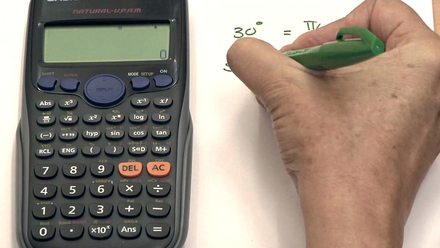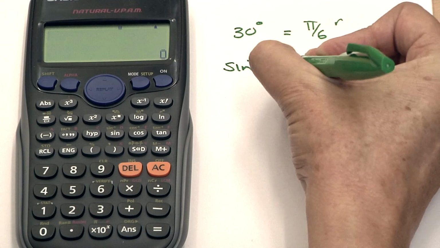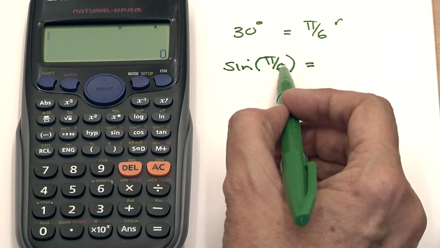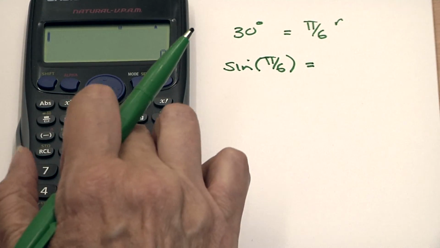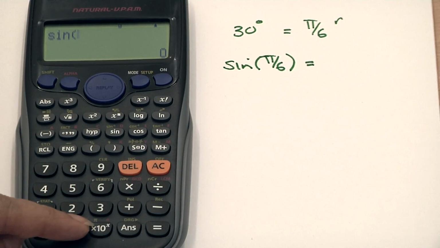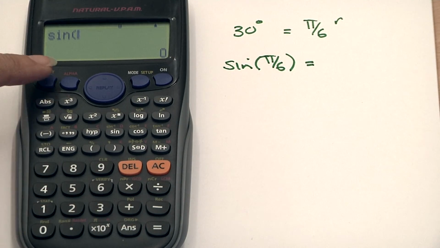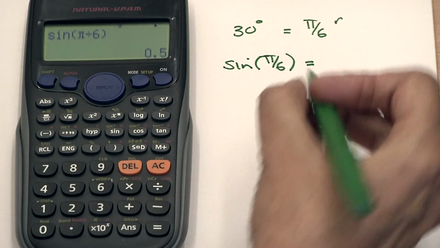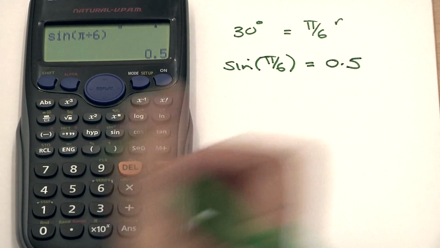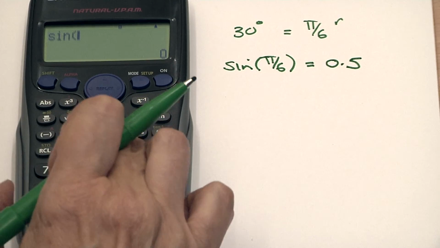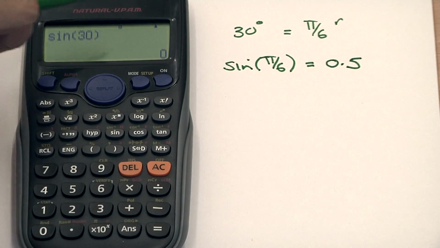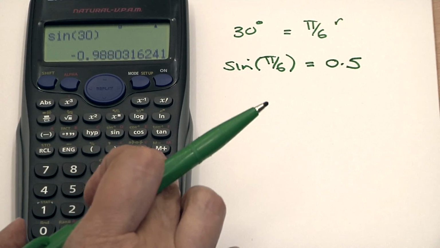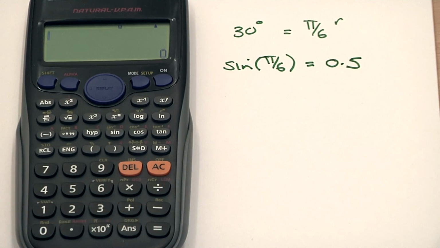Now, if we do sine pi on 6, what will that be? Now, pi, 180 degrees divided by 6 should be equal to 30. So we press sine. Now we want to get the pi. Can you see the pi down there? It's in yellowy brown, so we need to press the shift. Pi divided by 6, close the brackets, and we get 0.5 as before. Notice if we just go sine 30 and we are in radians and we've put in degrees, we get something completely wrong. It's extremely important that you know whether you're in degrees or radians.